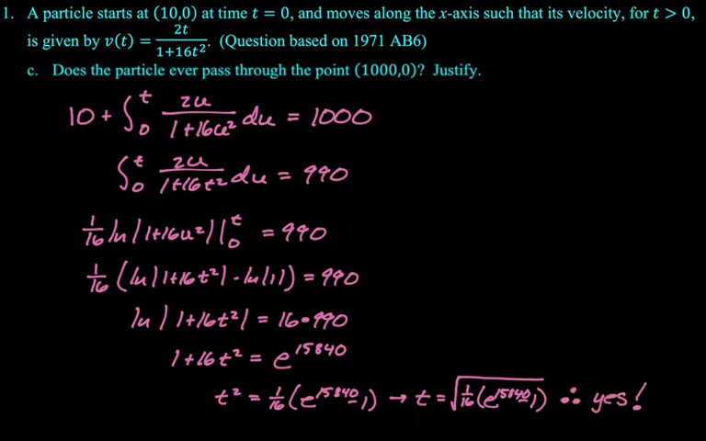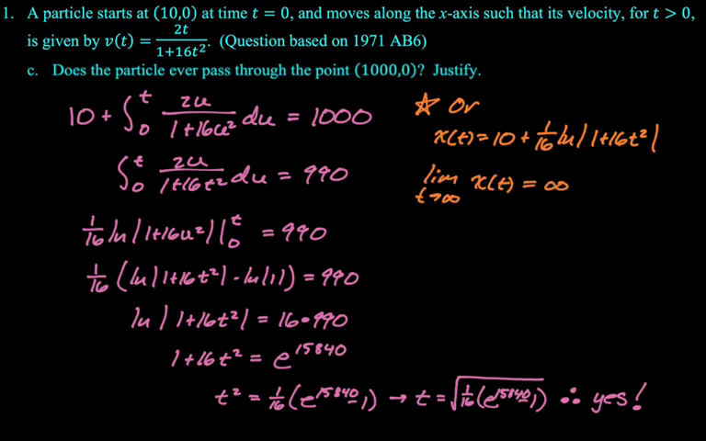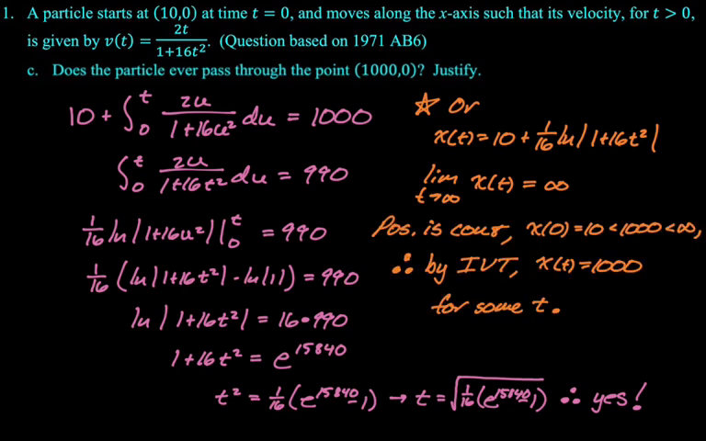I actually can think of another way to do this where I'll go through it a little quickly. You can actually solve for x of t as we did in the previous part, I think in part B. And once you have that, you can see that the limit as you go to infinity would equal infinity. Now, position is definitely a continuous function, and we know that x of 0 is 10, which is less than 1,000, which is less than infinity, clearly. So by the intermediate value theorem, x of t must equal 1,000 for some t. That might actually be an easier explanation if you prefer that.